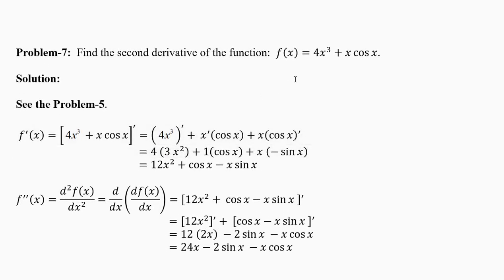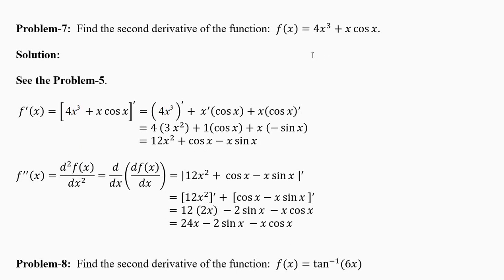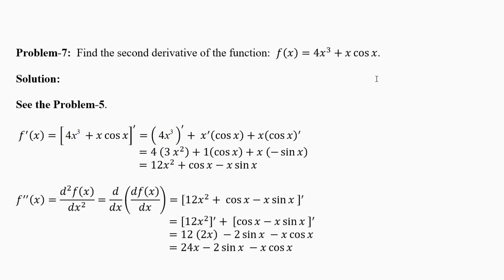Find the second derivative of 4x cube plus x cos x. Now we have seen x cos x before, only the 4x cube part is new. Since we are adding here, do 4x cube separately and x cos x separately. For x cos x, the derivative is the derivative of the first function into the second function plus the first function into the derivative of the second function: x prime cos x plus x into (cos x) prime.